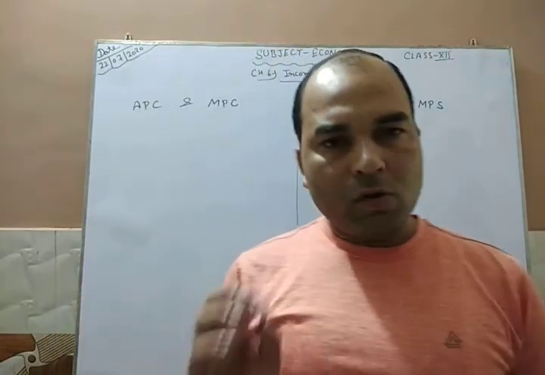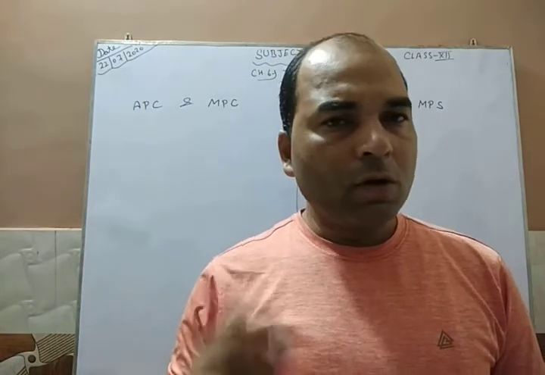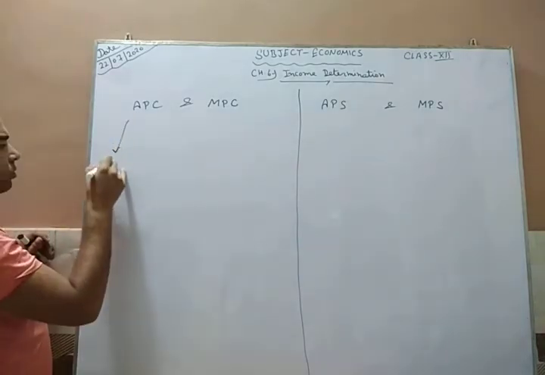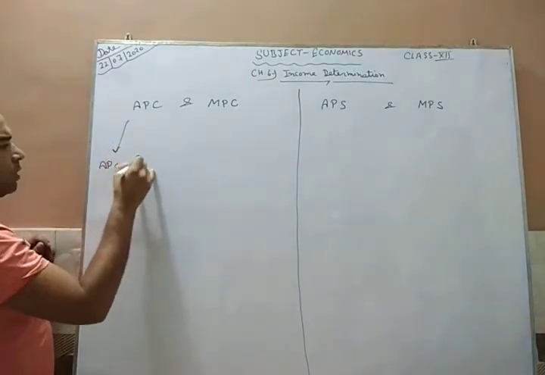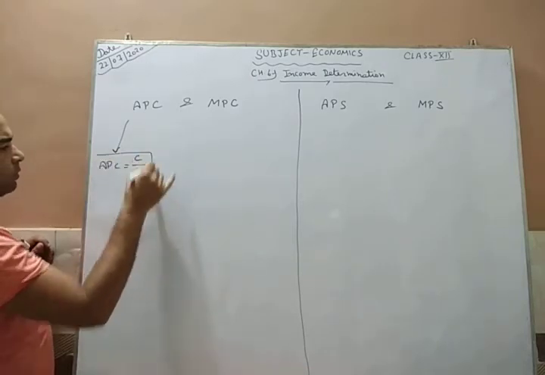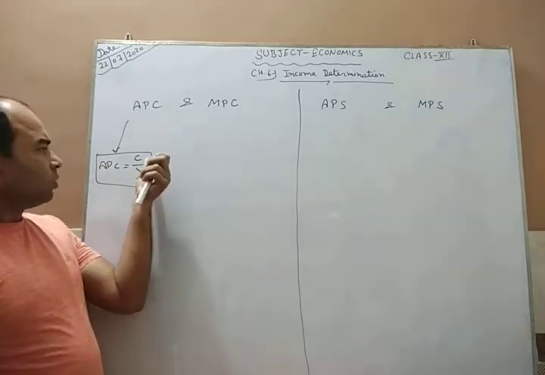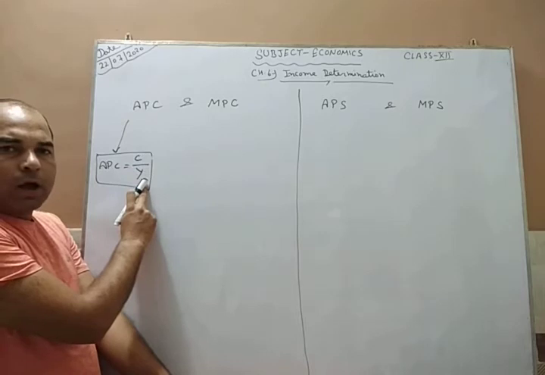I am repeating again. When we calculate average propensity to consume, APC, अगर हमें APC calculate करना है तो क्या करेंगे? It is a ratio of total consumption and total income. So, we divide total consumption by total income. You can see APC is equal to C upon Y. I hope this is clear to students.